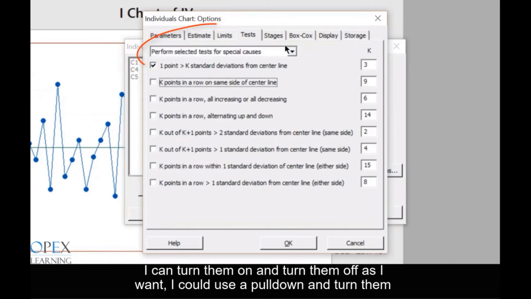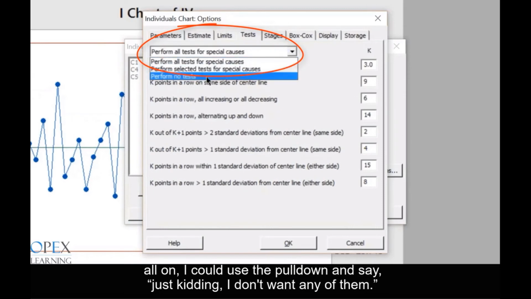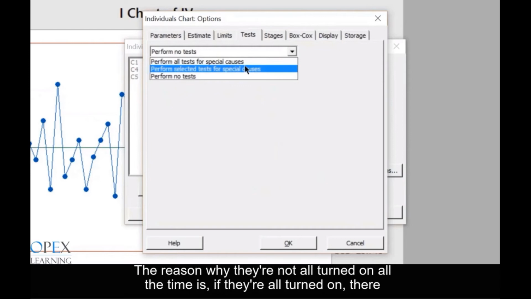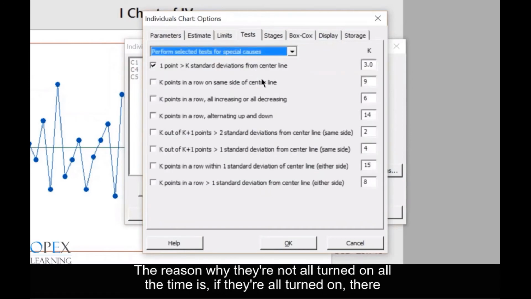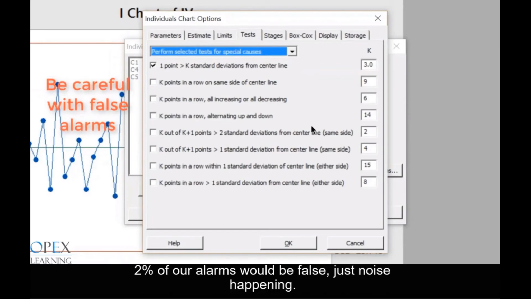I could use a pull down and turn them all on. I could use the pull down and say, just kidding, I don't want any of them. I could perform just selected tests. The reason they're not all turned on all the time is that if they're all turned on, there is a false alarm rate on any inspection. We'd have a false alarm rate of about 2%. 2% of our alarms would be false, just noise happening.